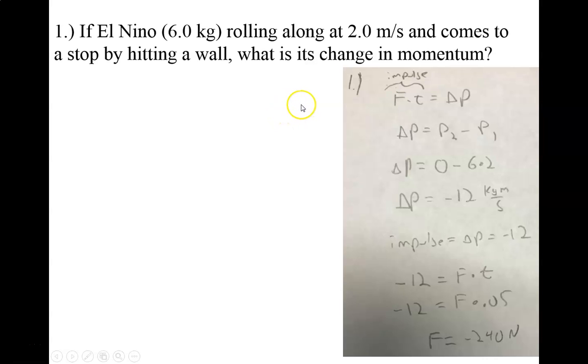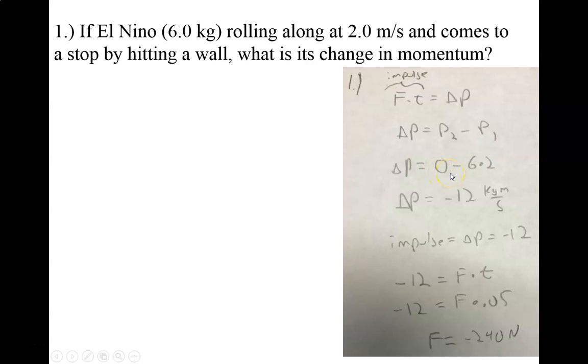So let's work a problem or two. We've got El Nino rolling along the floor at 2 meters per second, let's say to the right. Stops and hits a wall. What's the change in momentum? And what's the impulse? And what's the force involved if that is the time? So we've got El Nino rolling to the right, so it comes to a stop. So that tells me that my final momentum is 0 if it comes to a stop. My initial momentum is positive 2 meters per second because we're rolling along to the right.